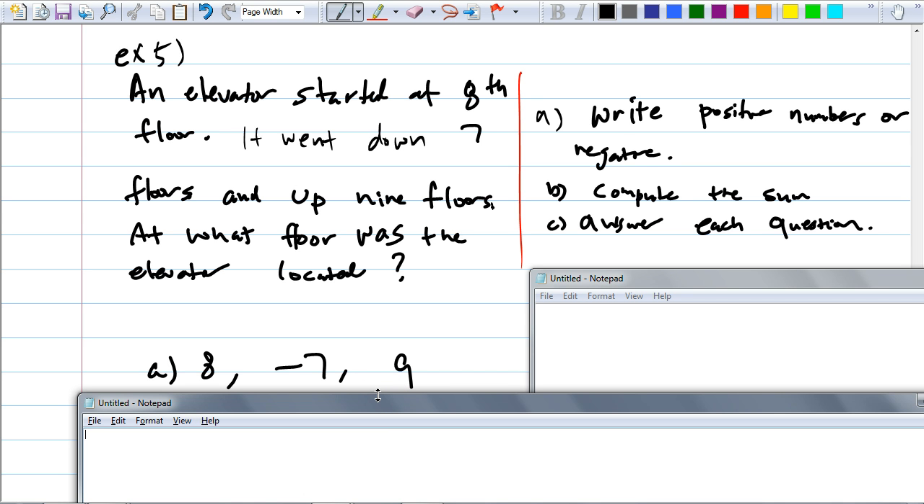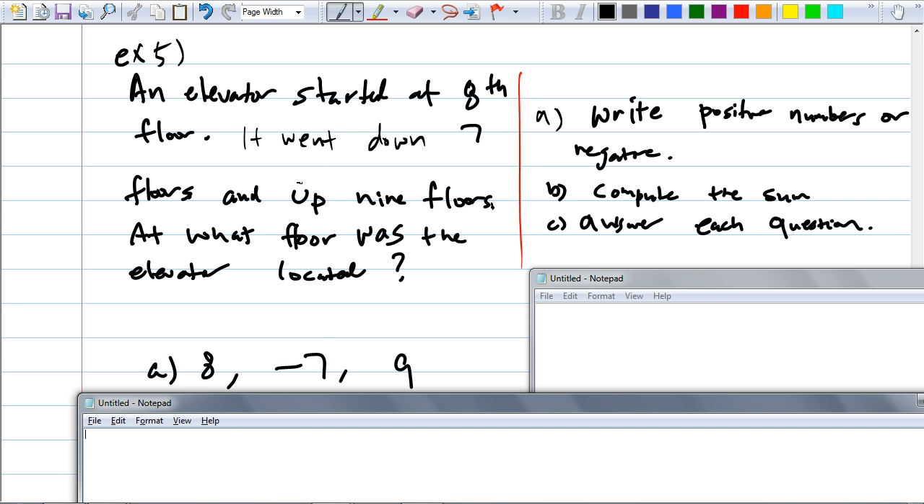By the way, why do we have negative 7? Why aren't they all positive? Chuck? Yeah, it went down. So you started at 8. Why is that positive 8? Because you went up 8, right? That's why you started at 8. So that's positive 8. You went down 7, went up 9, of course.